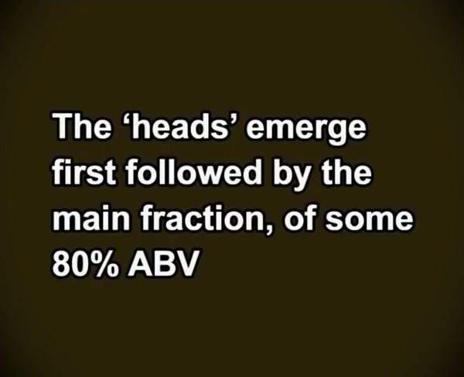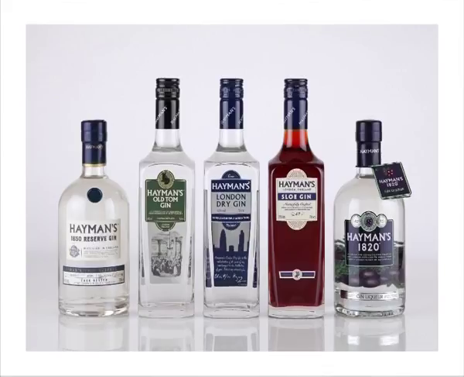The heads emerge first, followed by the main fraction of some 80% ABV, which is collected as gin. The tails comprise the later fractions in which alcohol concentration is falling. They are collected with maximum heating and are combined with the heads as feints to be purified in a separate distillation, or alternatively sent to the alcohol supplier.